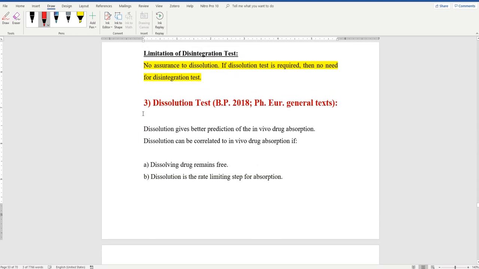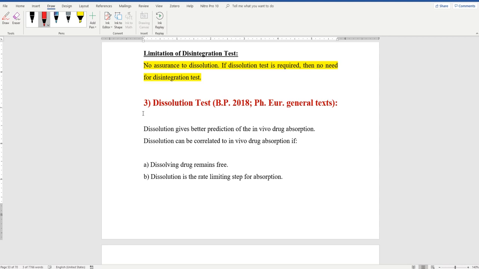So let's now talk about dissolution test. Now they found that there can be a correlation between the dissolution, which is an in vitro test. What does in vitro test mean? In vitro test means in glass. We do it in equipment, using equipment outside the body.